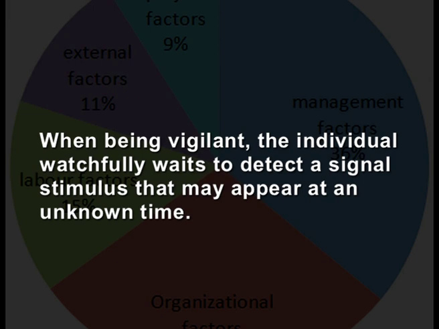What is vigilance? Vigilance refers to a person's ability to attend to a field of stimulation over a prolonged period, during which the person seeks to detect the appearance of a particular target stimulus of interest. When being vigilant, the individual watchfully waits to detect a signal stimulus that may appear at an unknown time. Typically, vigilance is needed in settings where a given stimulus occurs only rarely, but requires immediate attention as soon as it does occur. Military officers watching for a sneak attack are engaged in a high-stakes vigilance task.